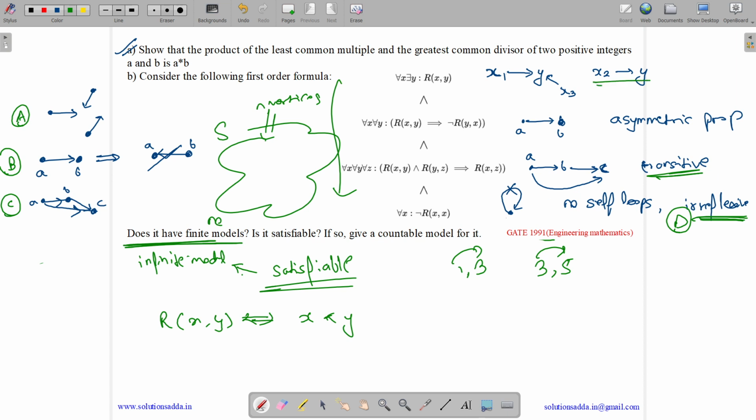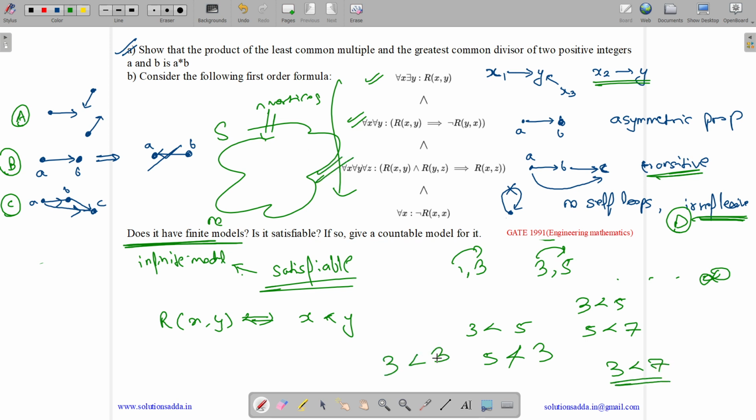Everyone will be less than something, as we will have infinitely larger numbers, so there will definitely be someone greater than every number, so property A is followed. If 3 is less than 5, then 5 can't be less than 3, so the second property is followed. If 3 is less than 5 and 5 is less than 7, then 3 is less than 7 for sure. Thus the transitive property is followed. 3 can't be less than 3 as it is not less than or equal to, it is strictly less than. So property D is followed. Thus we can have an infinite countable model, and this is the model. So it is satisfiable, we can have an infinite model, but we cannot have a finite model following it.